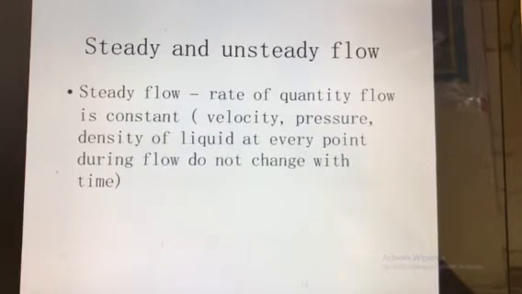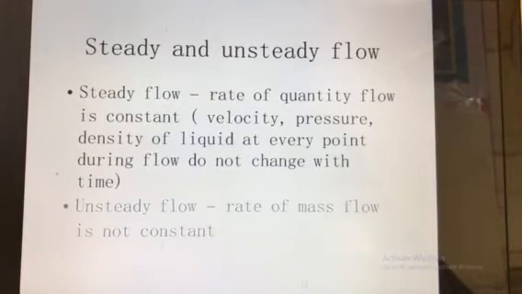Similarly, the derivative of pressure with respect to time will become 0, and the derivative of density with respect to time will become 0, because these characteristics do not change with time. So velocity v is constant, pressure p is constant, and density rho is constant at a given point in the fluid flow. Now next is unsteady flow. Here the rate of mass flow is not constant.